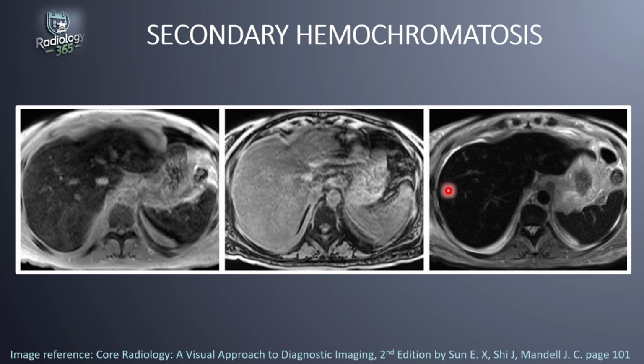You can also see that on the T2, the spleen is also looking very hypointense, just like the liver, but the pancreas is not looking hypointense in this shot. The bone marrow is also looking very dark. All these are pointing us towards secondary hemochromatosis. And this was from iron deposition from hemosiderosis in someone who had transfusion dependent anemia.